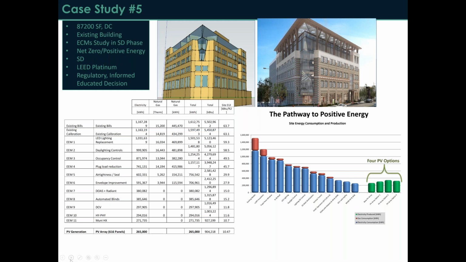This is the highest LEED rating in the nation's capital building. This is the first net zero office renovation in the nation's capital also, and that's LEED platinum. We were doing energy modeling to inform the educated decision and also regulatory. Let's take a look at it quickly to see how it was helping to reach the net zero. Different, specific and special energy conservation measures were applied to this building.